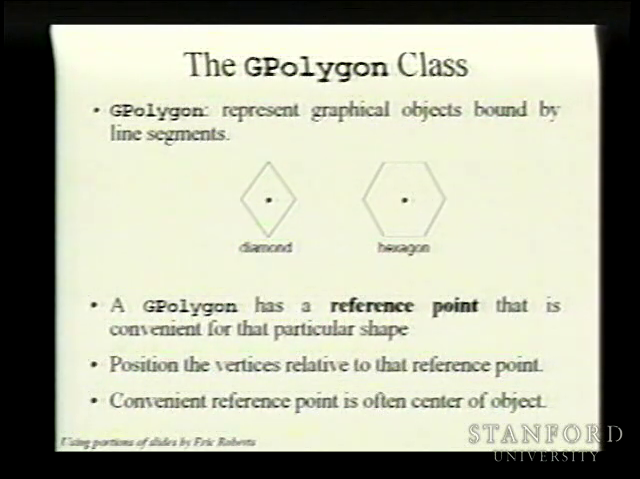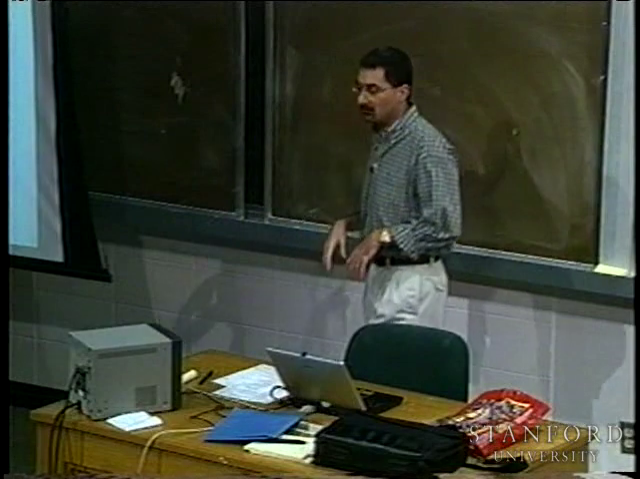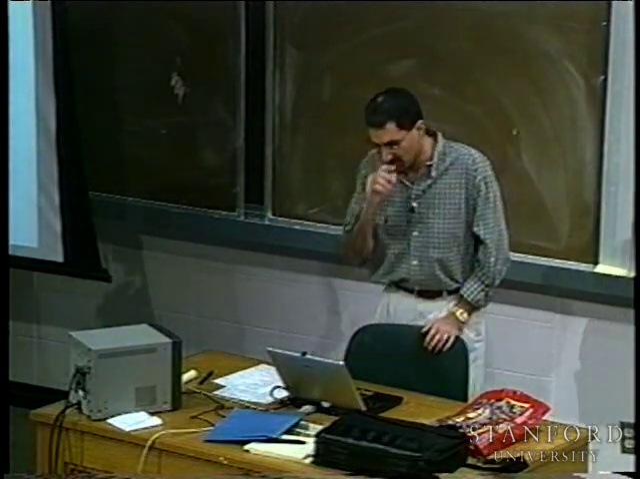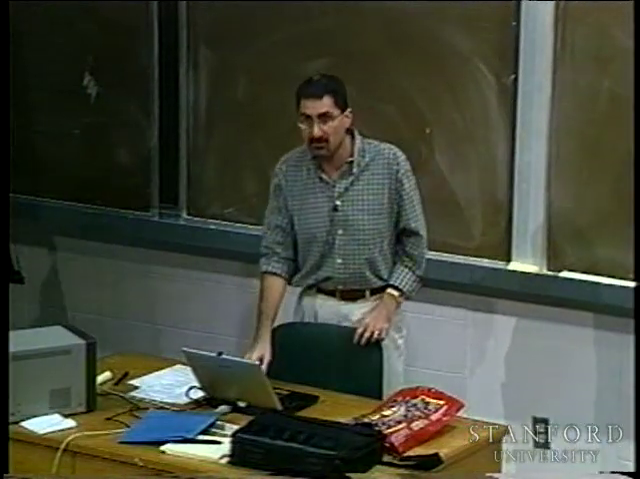You just got to make sure that when you tell it what the vertices are, you lay them out in the right order. But oftentimes the center of the polygon, if it's a regular polygon, which means it's symmetric all around, then the center is often easiest. So I'll show you some examples of this, how you actually construct one of these G-polygon objects.